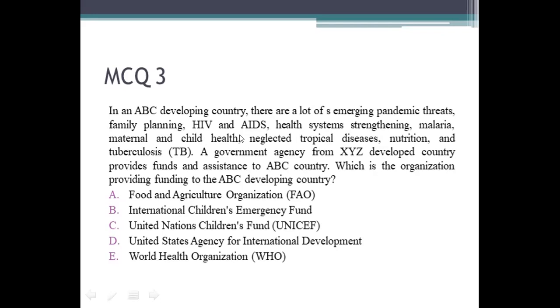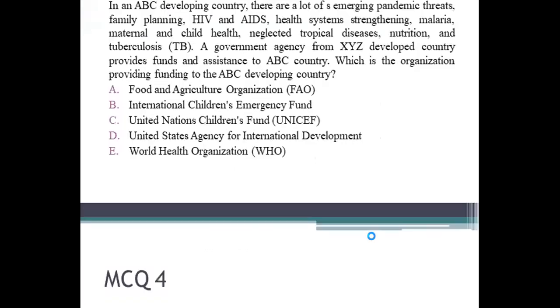D. United States Agency for International Development is a large bilateral funding agency which provides a lot of funding, especially for emerging pandemic threats, family planning, AIDS, and health systems in developing countries. As a government agency of a developed country provides funds and assistance to ABC, in this scenario a single developed country provides funds to ABC country. Therefore, it should be some sort of bilateral agency, and the bilateral agency is the United States agency. So the correct answer is D.